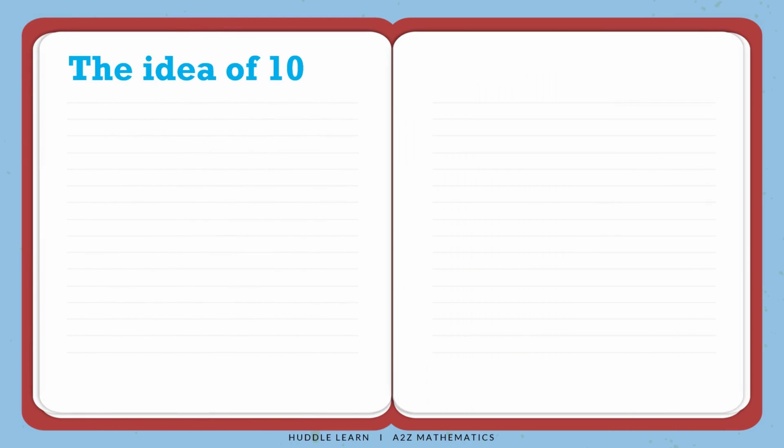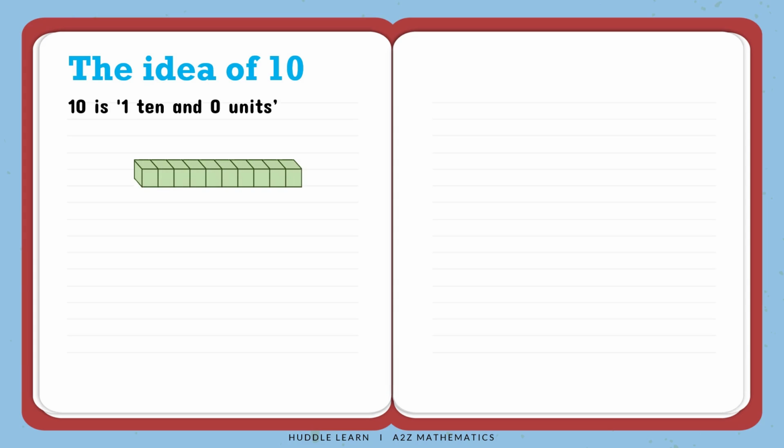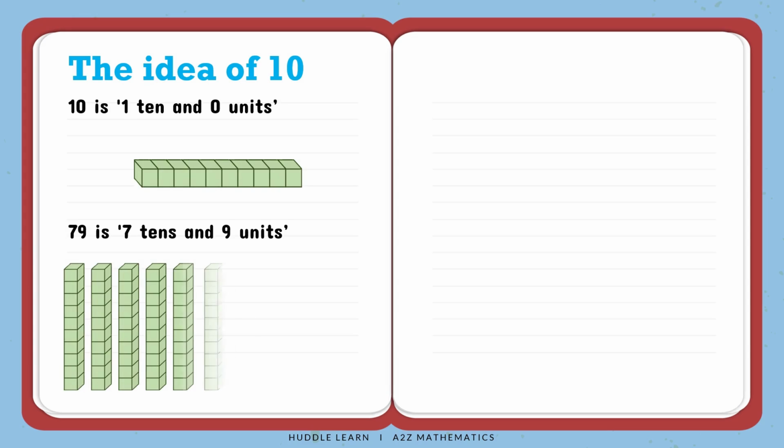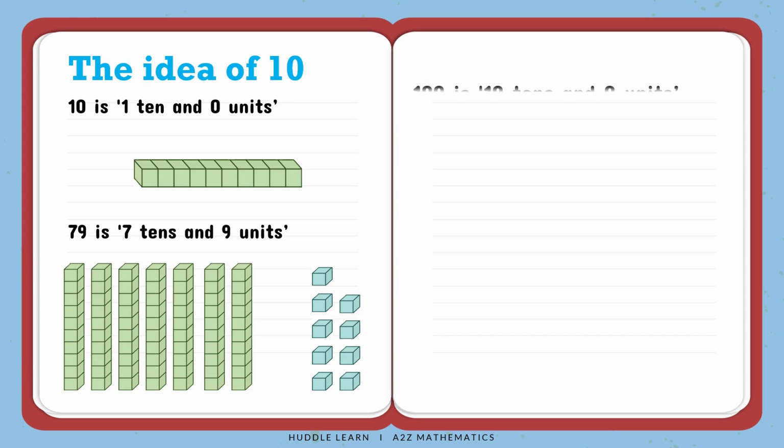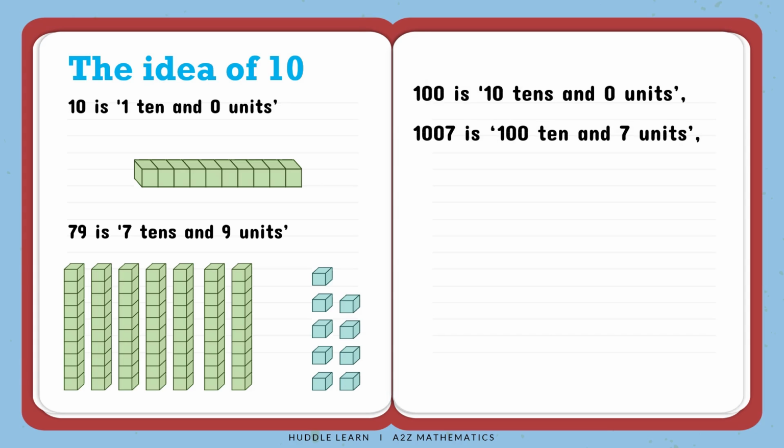Let's try and understand the idea of 10. Understanding 10 is of utmost importance to be adept with decimal numbers. 10 is 1 ten and 0 units. 79 is 7 tens and 9 units. 100 is 10 tens and 0 units. 1007 is 100 tens and 7 units. And 10,005 is 1000 tens and 5 units.